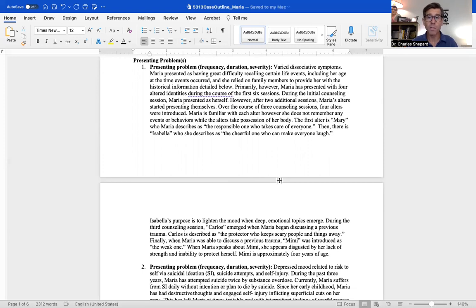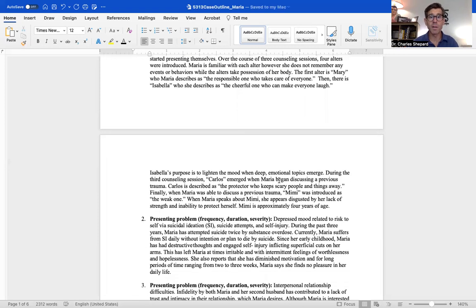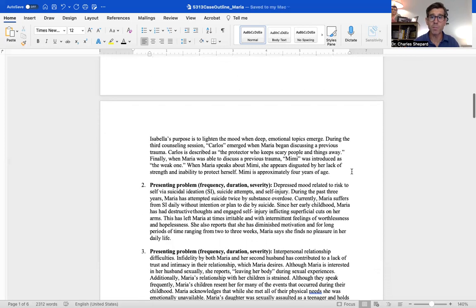The first alter is Mary, who Maria describes as the responsible one who takes care of everyone. Then there is Isabella, who she describes as cheerful and can make everyone laugh. Isabella's purpose is to lighten the mood when deep emotional topics emerge.